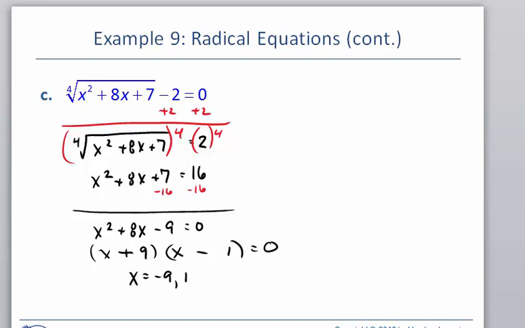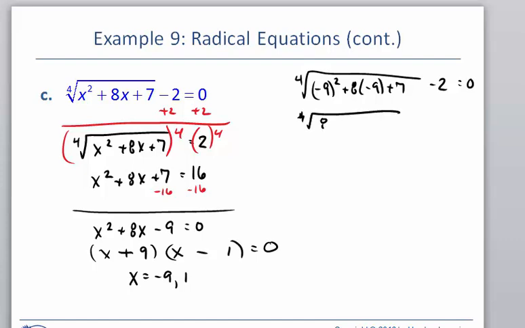And again, we do need to check these solutions. So if we put -9 in for the x, we want to make sure that we get 0. So we have the fourth root of -9 squared would be 81. 8 times -9 would be -72 plus 7 minus 2. So we have the fourth root. 81 minus 72 is going to be 9.